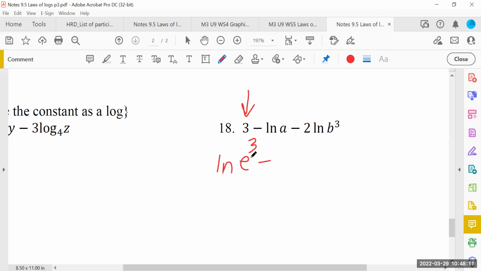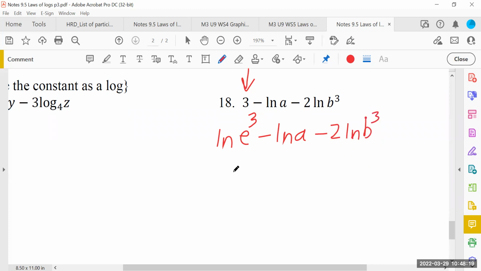So you'd combine the natural log of E to the 3rd minus natural log of A minus 2 natural log of B cubed. This would become the natural log of E cubed on the top over an A, and then the 2 times the 3, that was already the exponent, would make it B to the 6th. Negative ones go on the bottom, positive ones go on the top.